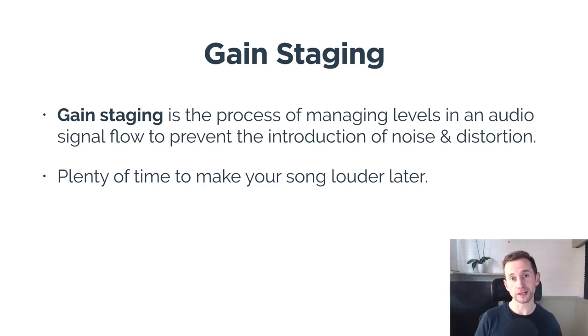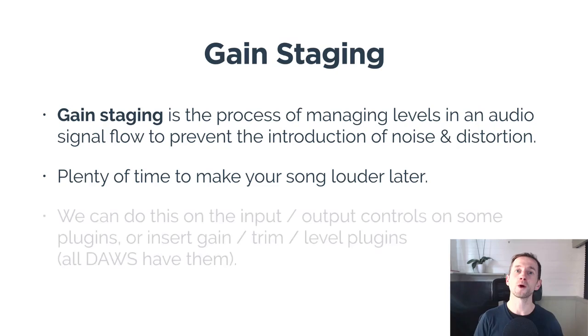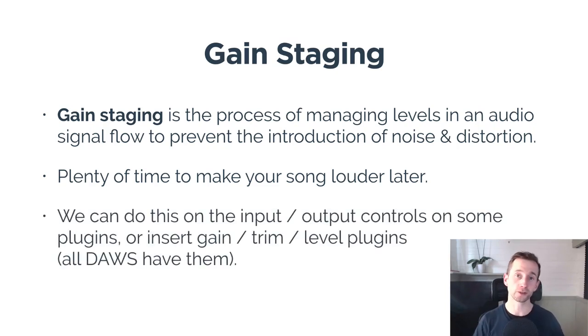Now we have a couple of ways that we can control the gain throughout the signal flow to make sure it never clips. One is using the input and output controls on plugins, but not all plugins have these controls. And if they don't, then we can just insert gain, trim or level plugins to just bring the level down or up as required. Now gain, level and trim plugins, they're all the same thing, they're just slightly different names, and each DAW will have a slightly different version, but all DAWs will have the equivalent of a gain plugin.